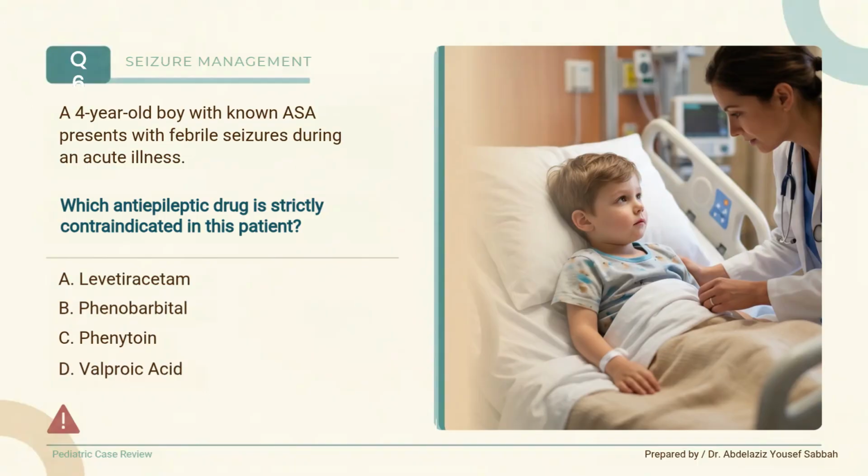Question 6. A 4-year-old boy with known Argininosuccinic aciduria presents with febrile seizures during an acute illness. Which antiepileptic drug is strictly contraindicated in this patient? Option A, levetiracetam. Option B, phenobarbital. Option C, phenytoin. Option D, valproic acid. Think carefully about which of these agents directly interferes with the urea cycle.